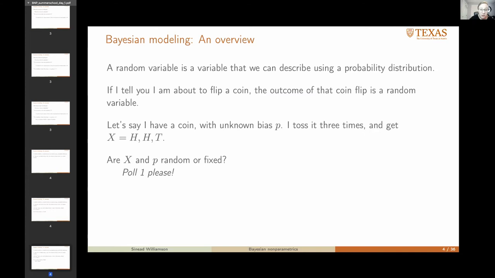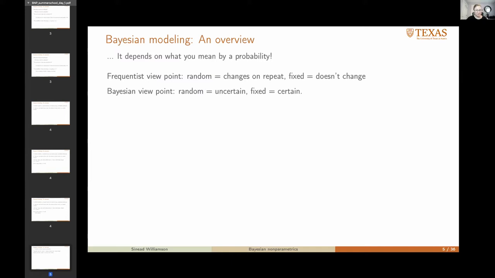So that was kind of a trick question in that all of the answers are somewhat right. It depends what you mean by a probability. So the answer to that question depends whether you're thinking like a frequentist or thinking like a Bayesian. And neither of those are wrong, so all of the answers are right.